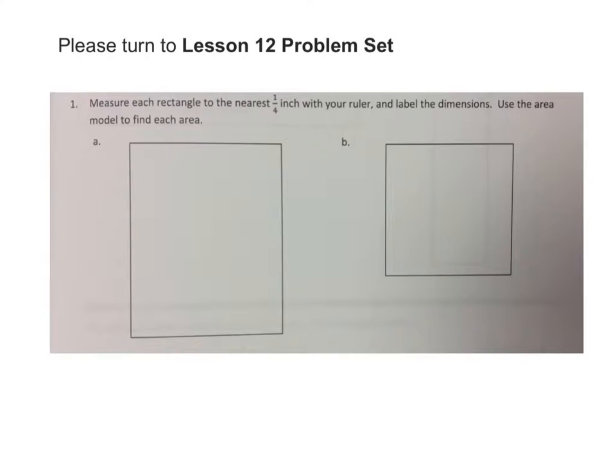What you're going to do is take the ruler and identify which side is the inch and which side is not the inch. Okay, we're going to use the inch side. And you are going to measure to find the dimensions and label the dimensions. So let's do A together.